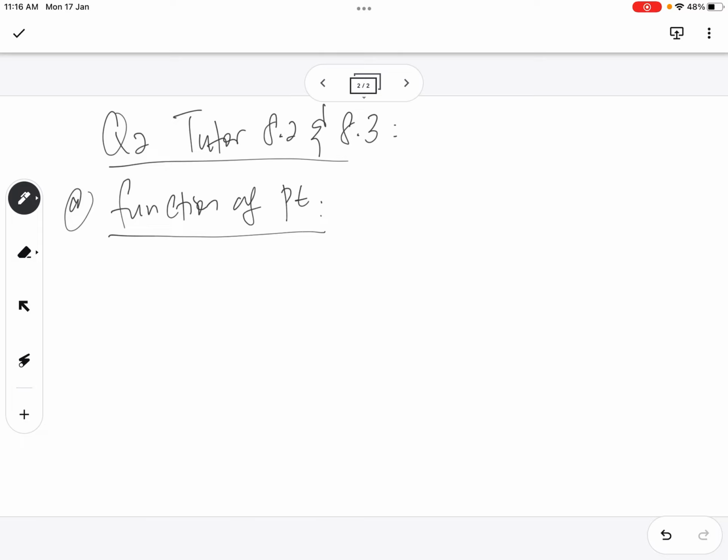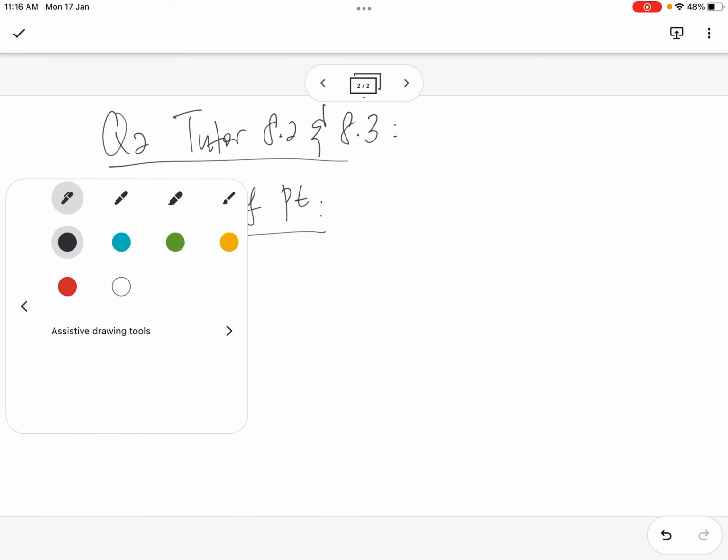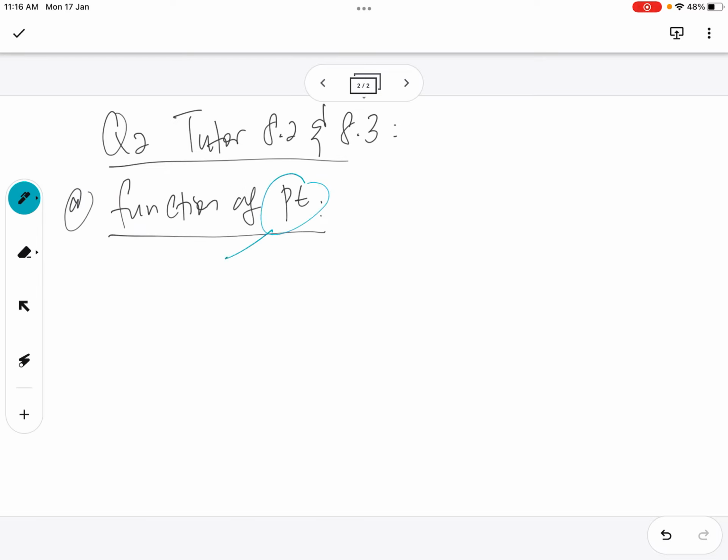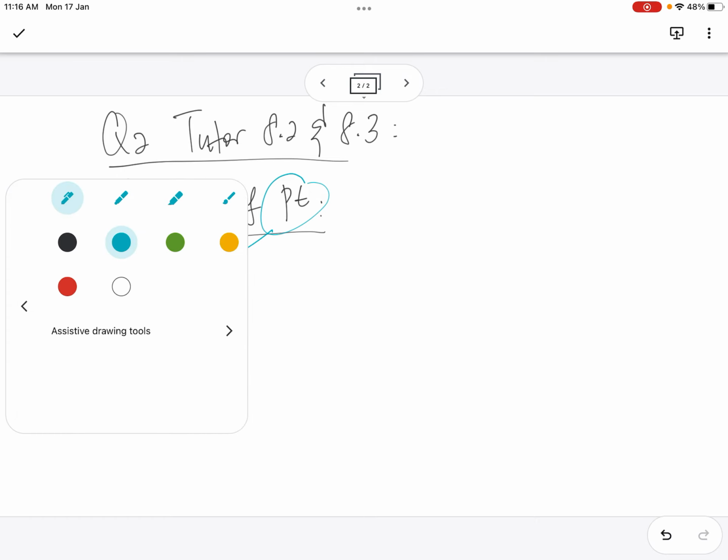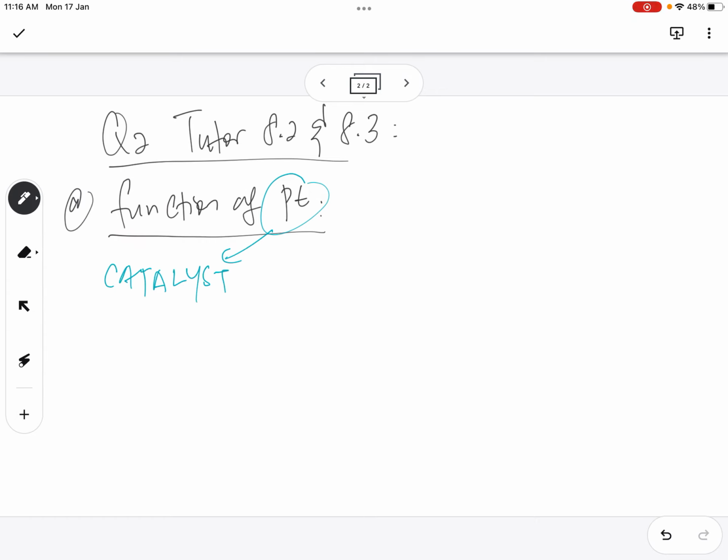For your information, platinum in this case is known as a catalyst. Platinum is known as a catalyst. So, anyone knows what is the function of platinum catalyst? Any idea?